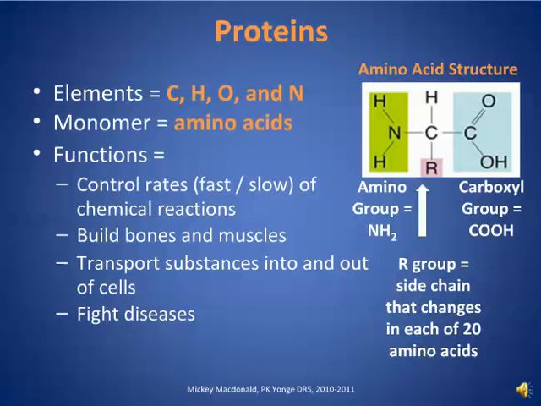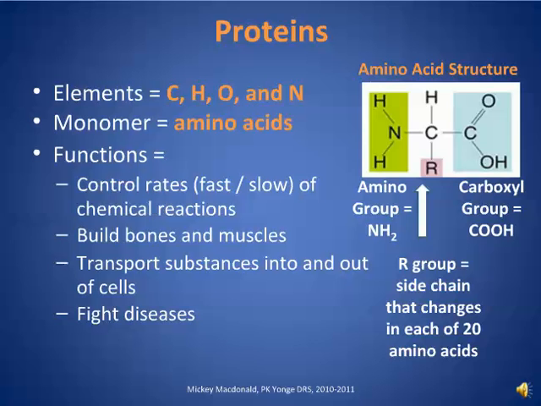Proteins play a vital role in living things. They control how fast or how slow chemical reactions occur in organisms. They provide structure in the building of bones and muscles. They transport substances into and out of the cell through protein channels in the cell membrane. They function as antibodies to fight against disease. All proteins are made of the monomer amino acid. There are 20 essential amino acids found in living things.